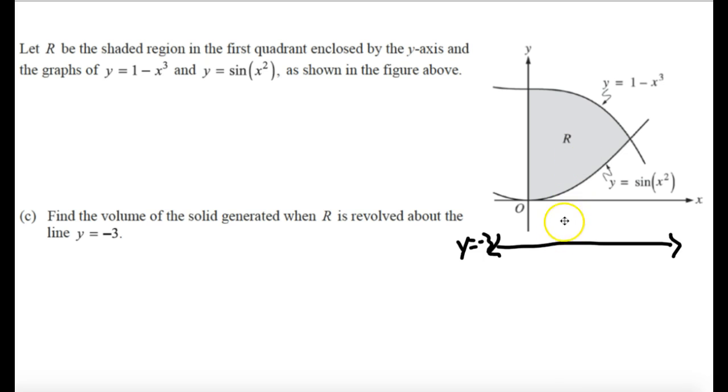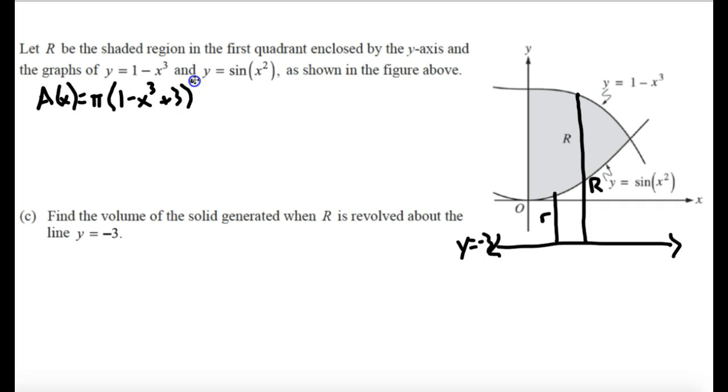So here we have to think about big R, little r. Little r would be the distance from my axis of revolution up to here. Big R would be my distance from the axis of revolution to my top curve. So if I write out my entire, I'll do it up here, my A of x is pi times big R squared. So pi times that distance would be 1 minus x cubed minus negative 3. Okay, so 1 minus x cubed minus negative 3 would just be the same as plus 3, right, squared.